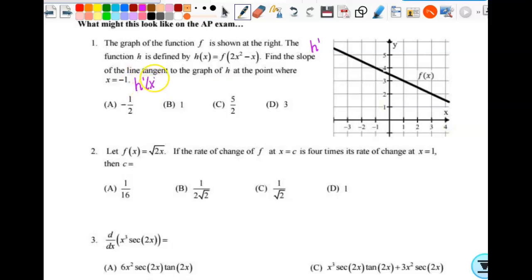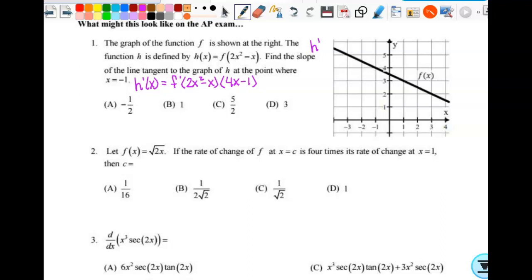h prime of x equals... product rule? Is it the product rule? Do I have a product here, or do I have a function and a function? I have a function and a function, which means the chain rule, right? So I do the outside first. So this is f prime of (2x squared minus x) times the derivative of the inside, which is 4x minus 1. Okay, everybody understand how we know it's chain rule? You have a function inside of another function. You had gum inside the candy.